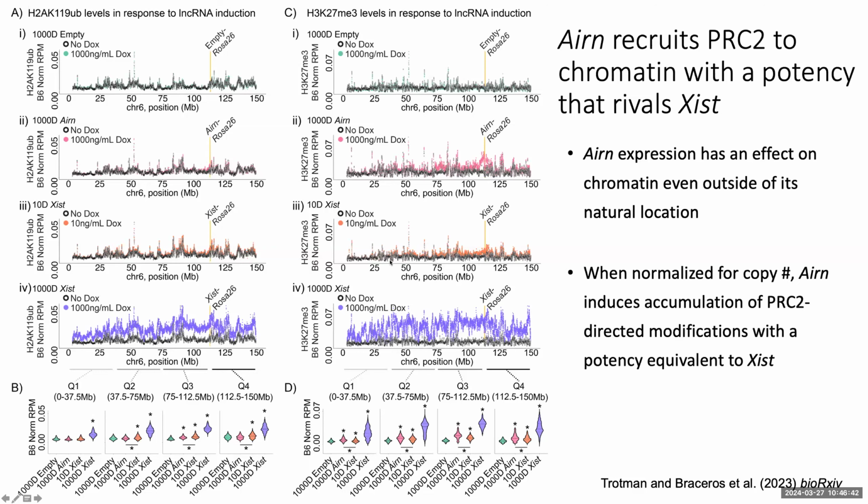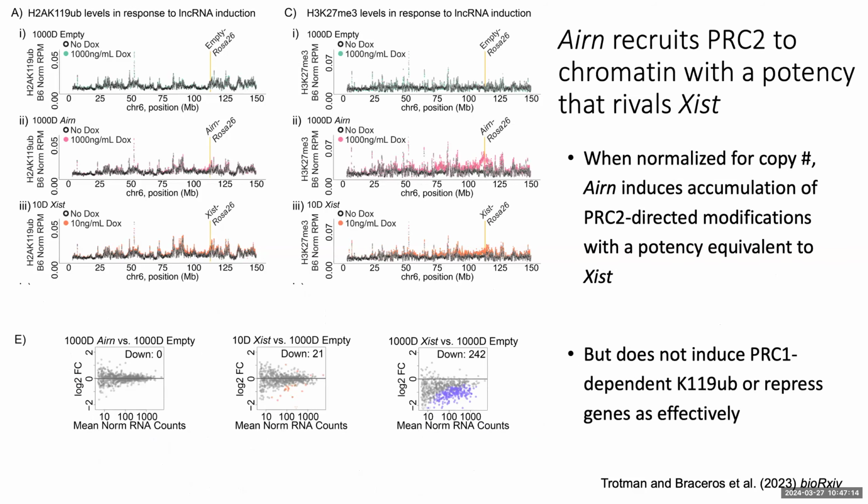And the other thing that I'll point out is that when we look at Polycomb changes induced by expression of Xist at the low level condition, we see that they're largely equivalent to those that are induced by Air. So, of course, there are some differences here, but by and large, when normalized for copy number, these two RNAs are inducing the accumulation of PRC-directed modifications to similar extents, which I think is pretty cool.